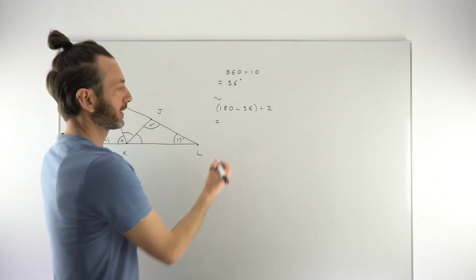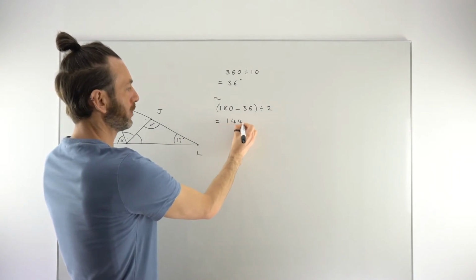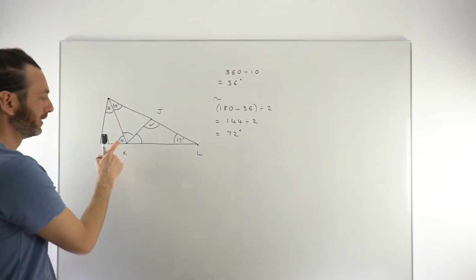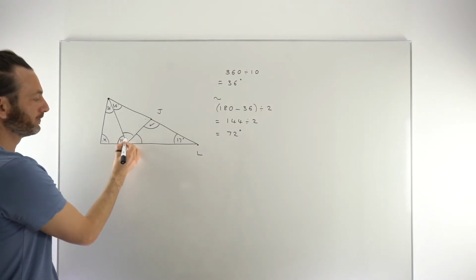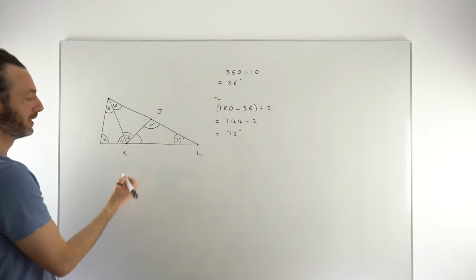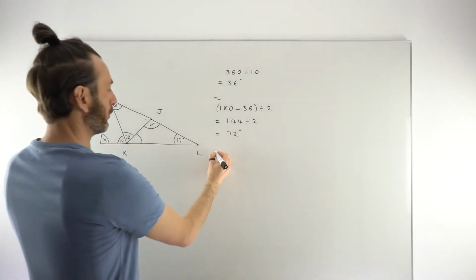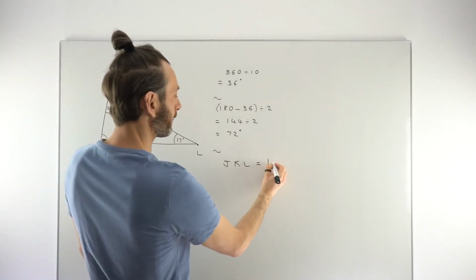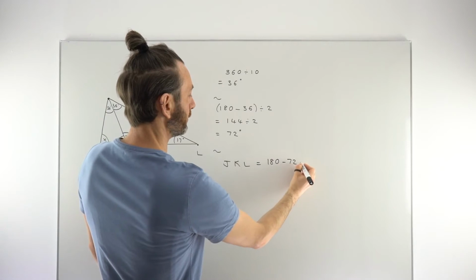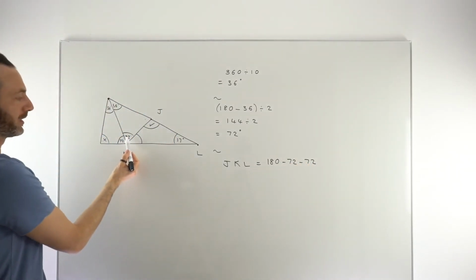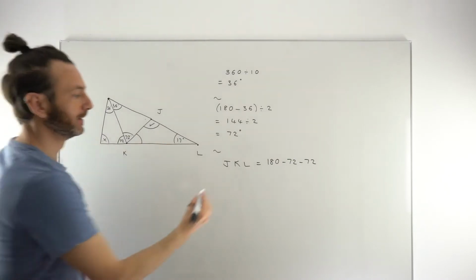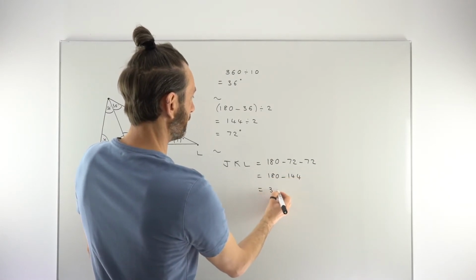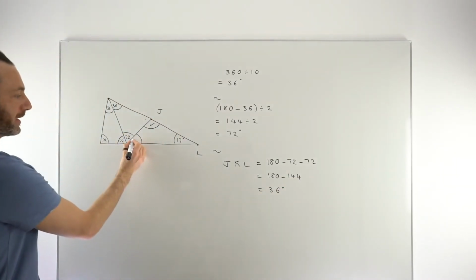So 180 minus 36, that is 144, and we're going to be dividing that by 2, which gives us 72 degrees. And that looks reasonable, doesn't it, on the diagram? So that means that we now know that this angle here is 72 degrees, and this angle here is also 72 degrees. That means that we can now find the angle here, which we could label. So that would be the angle JKL. So JKL is 180 minus 72 minus 72. Because this guy's 72, this guy's 72, and this is whatever's left over from 180. So that's 180 minus 144, which is 36. So that angle in there is also 36.